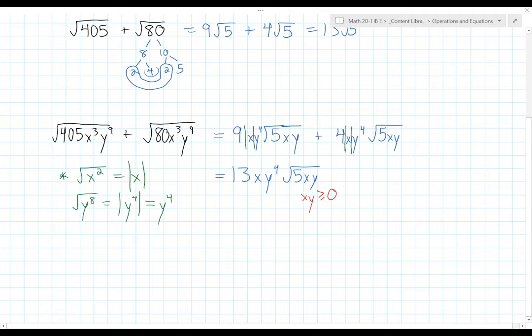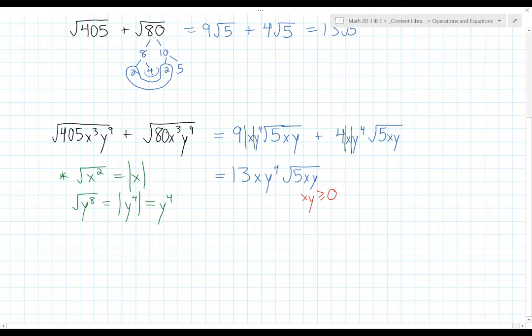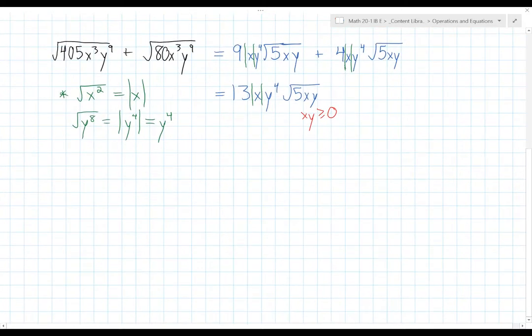But that doesn't really tell me anything individually about x or y, because x can be negative as long as y is also negative. And y can be negative as long as x is also negative. So they basically just have to have the same sign. So we're good enough just to add in the fact that the product xy has to be greater than or equal to 0. All right, we can also deal with divisions.